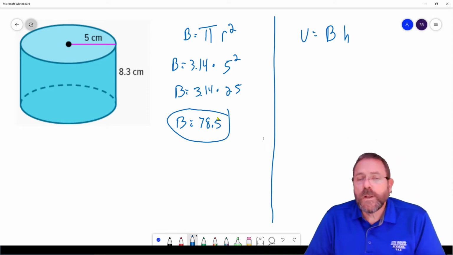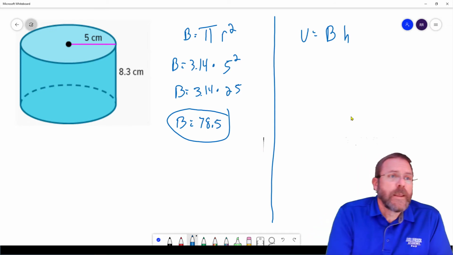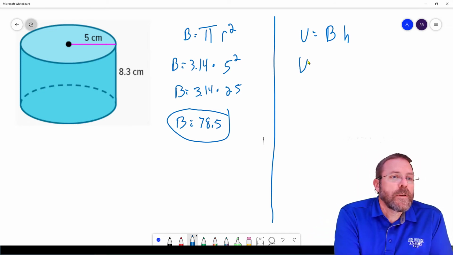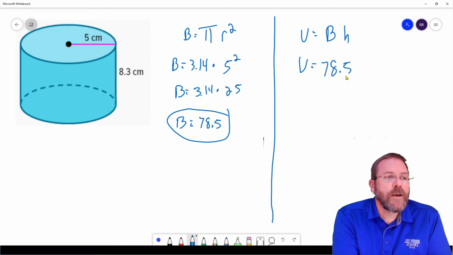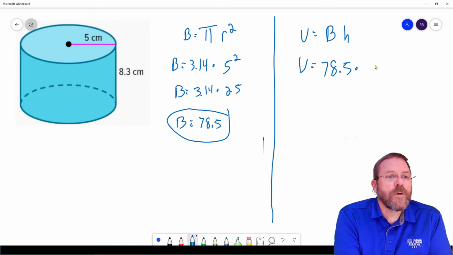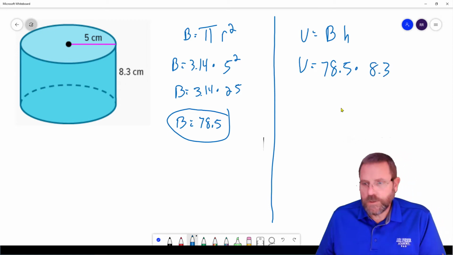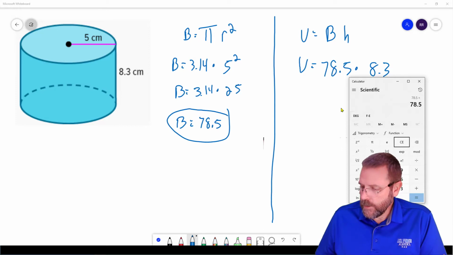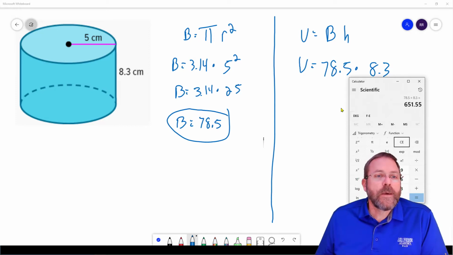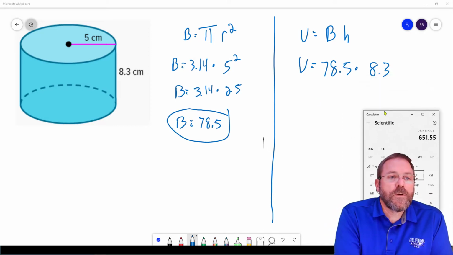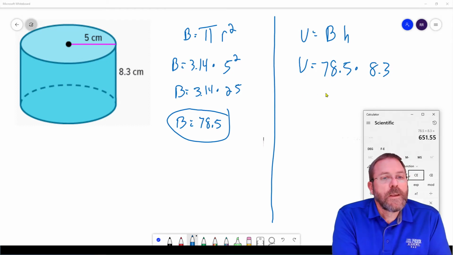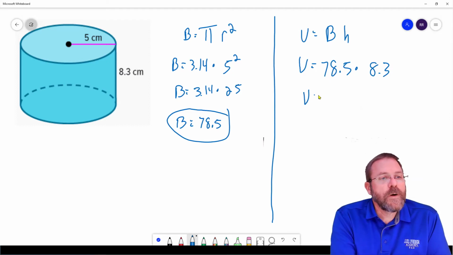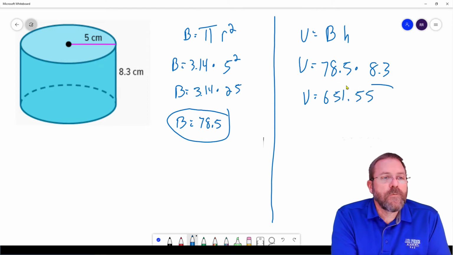Now I'm going to circle it, not because it's the answer, but it is an important sub-answer. Now I'm going to take that and plug it in right here. Volume is equal to the 78.5 times the height right there, which is 8.3. Jump back over here, times 8.3. And now we have the volume to the nearest hundredths, which is very precise, and it is 651.55. Volume equals 651 and 55 hundredths.